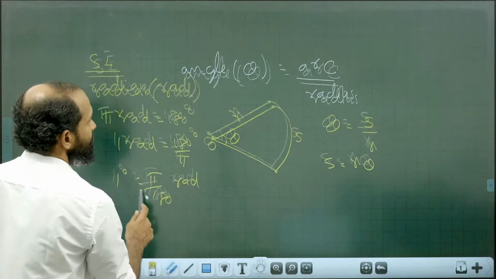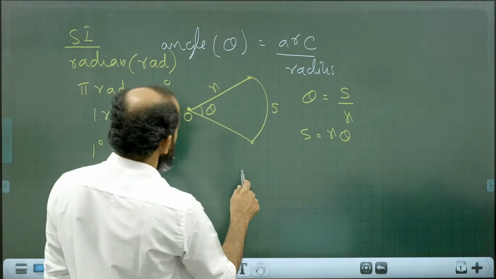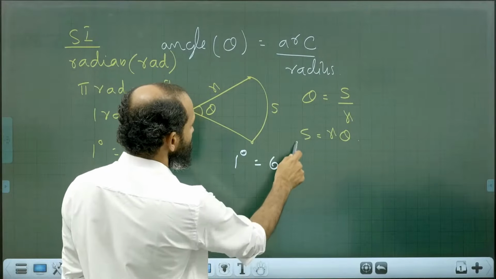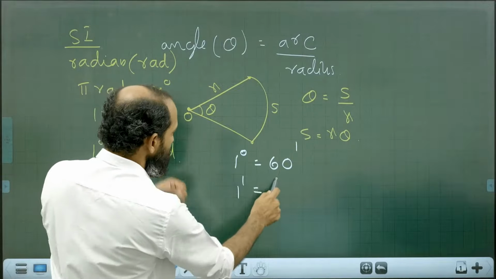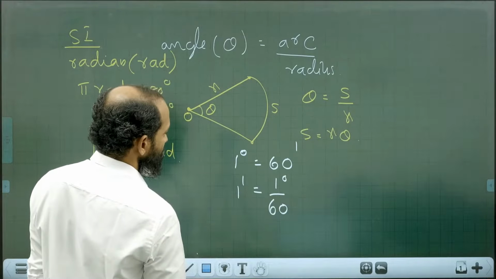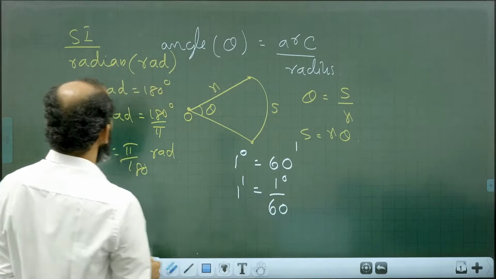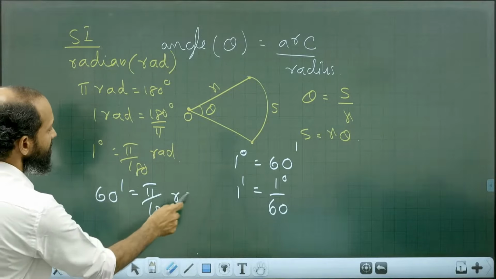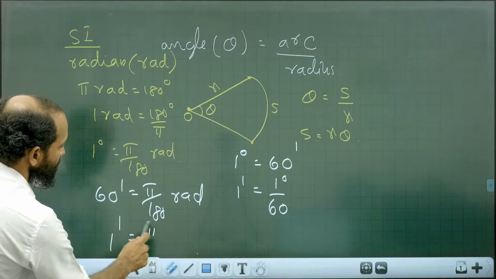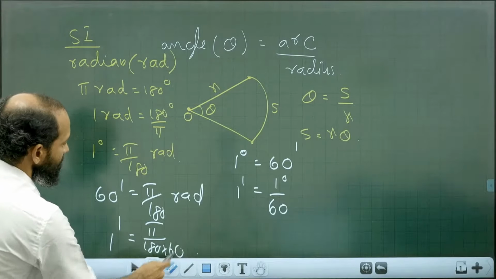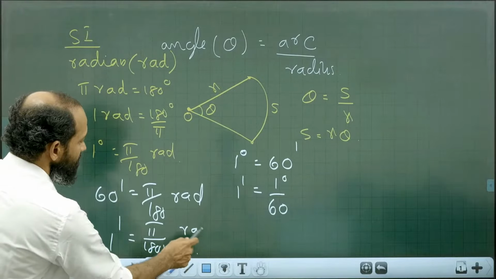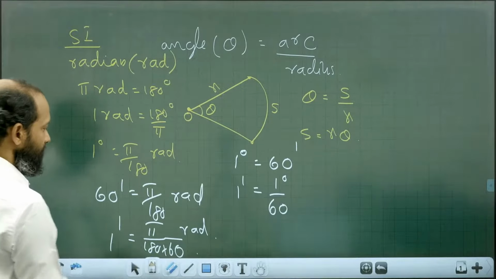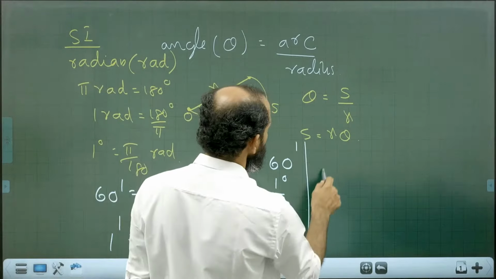Then some more smaller units are used. 1 degree is equal to 60 minutes, so 1 minute is equal to 1 by 60 degree. 60 minutes is equal to pi by 180 radian. So 1 minute is equal to pi by 180 divided by 60 radian, or pi by 180 multiplied by 60 in the denominator, radian.